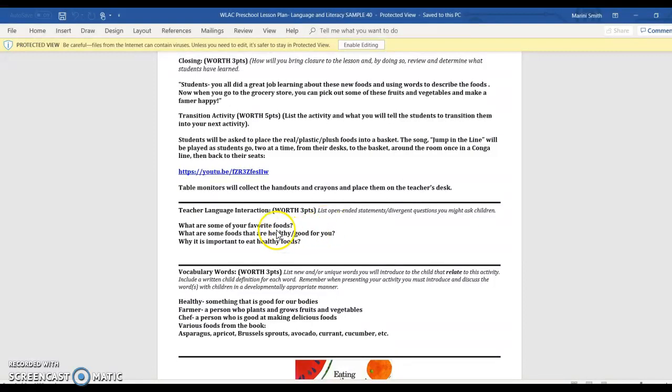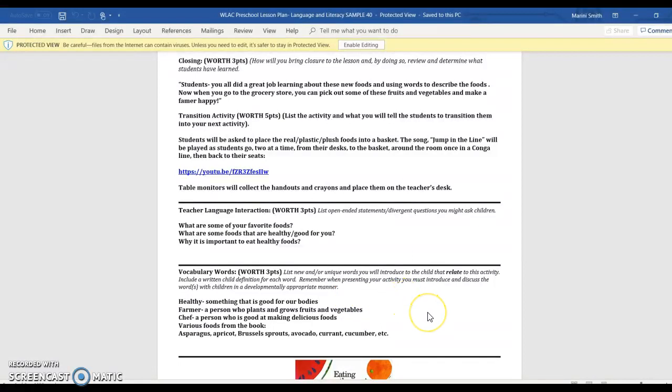So make sure that your questions are not yes or no questions, but they are divergent, meaning that there can be lots of different answers. So things like why, how, and then vocabulary words. Make sure that you include, I would say try to aim for at least 5 vocabulary words.